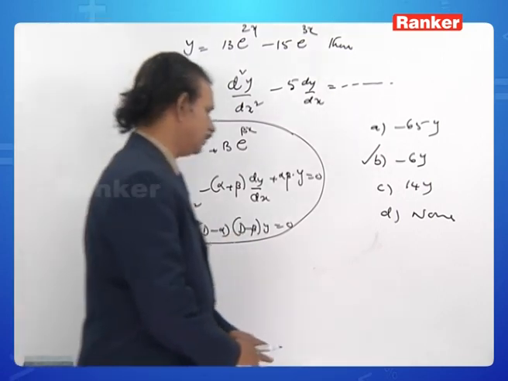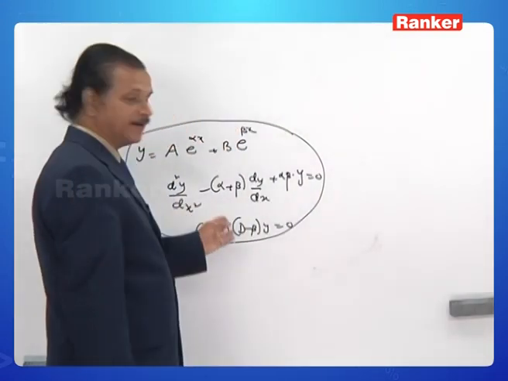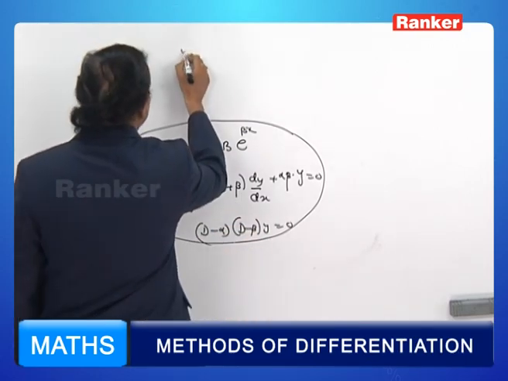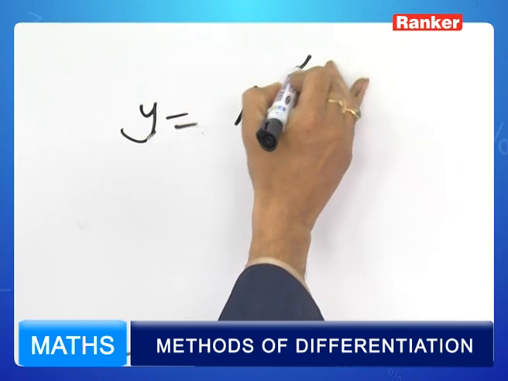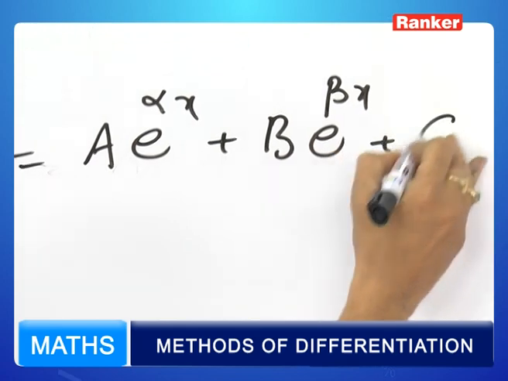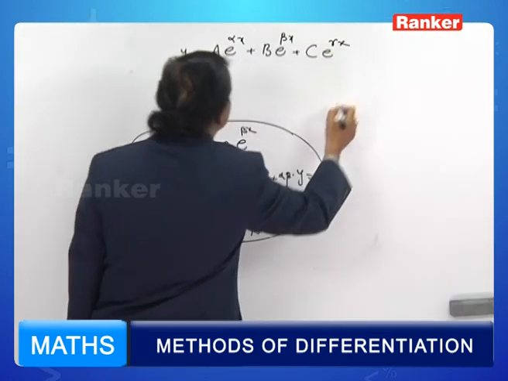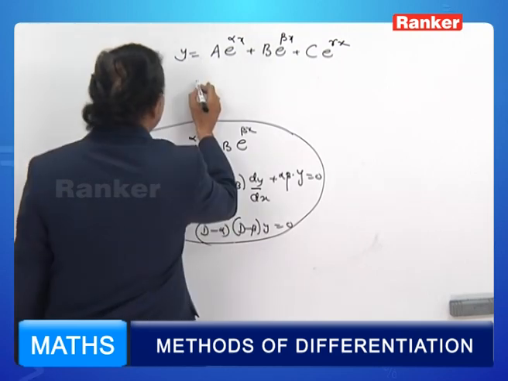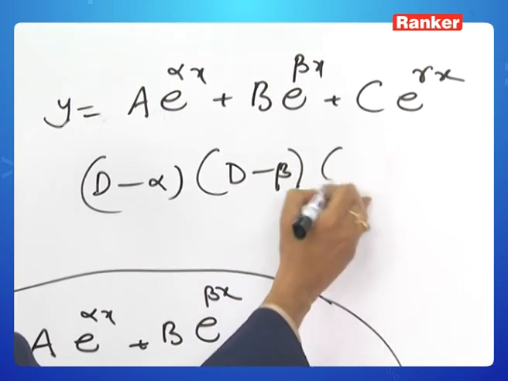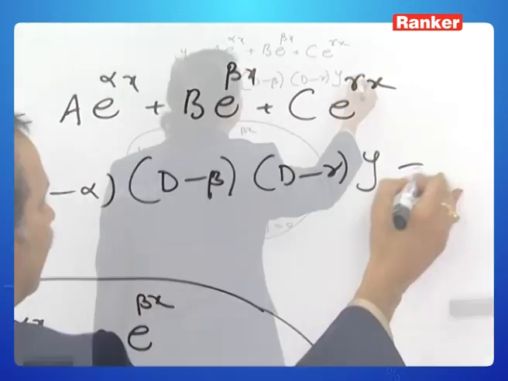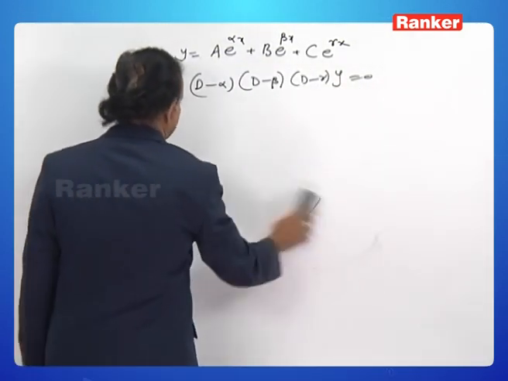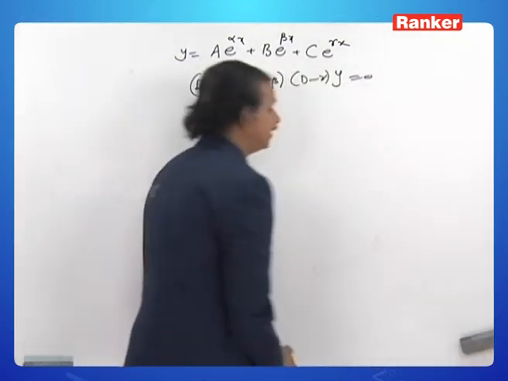Well done. Next one. Moreover, this can be extended to any number of functions like this. What I mean to say is, suppose y is equal to a into e power alpha x plus b into e power beta x plus c into e power gamma x. You see, in such a case, (d minus alpha) into (d minus beta) into (d minus gamma) of y is equal to 0. This result is true when and only when alpha, beta, gamma are distinct.